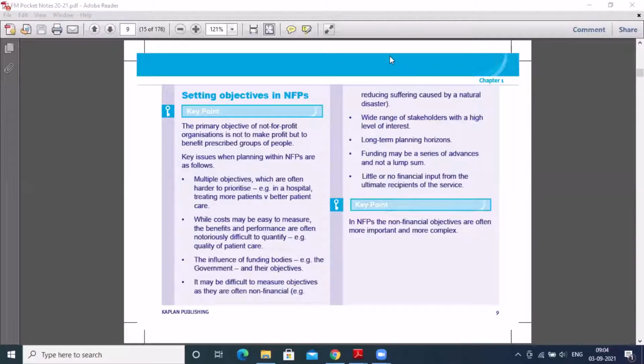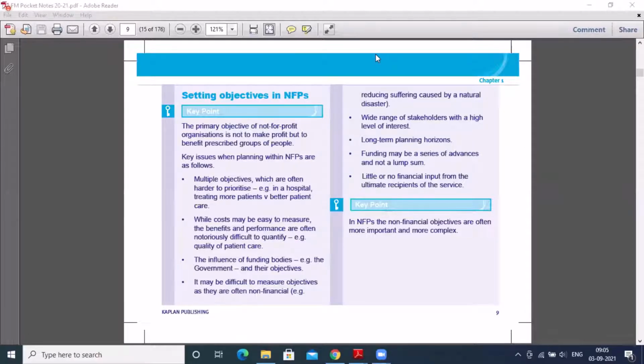Let us assume that a specific not-for-profit organization is established for the purpose of providing free education to the students of a specific locality. It means that their main objective would be providing this free education. So here there is no concept of wealth maximization. The main agenda of establishing this not-for-profit organization is to provide benefit to their members.